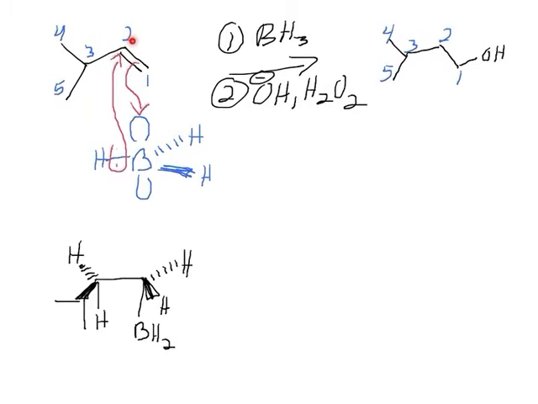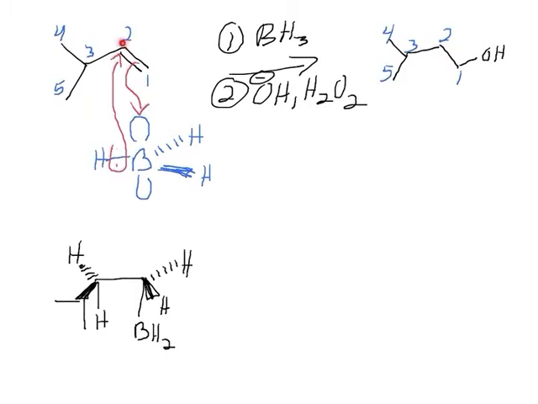So I'm confused as to why we have wedges and hatches when it's not a stereo center. I'm just showing it for clarification, to make sure you understand how it's coming in. Because BH3 is a cis addition, both the H and the BH2 end up on the same side. So what's the hybridization state of carbon 2?